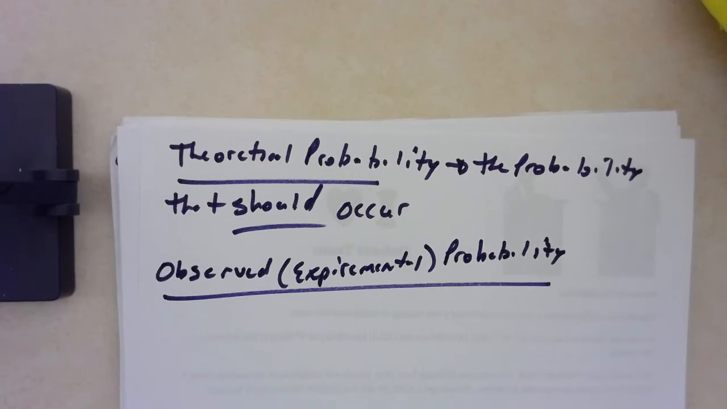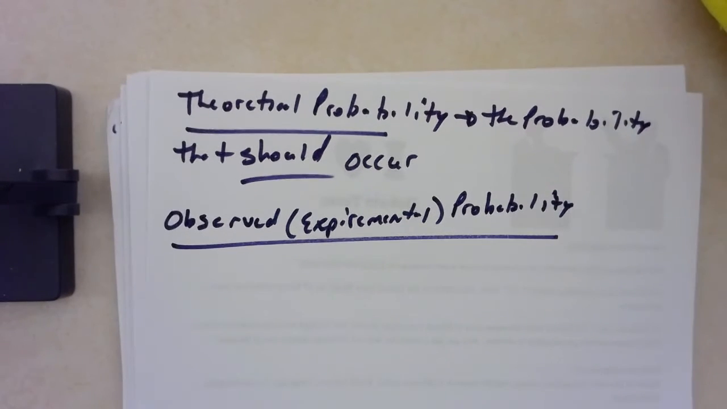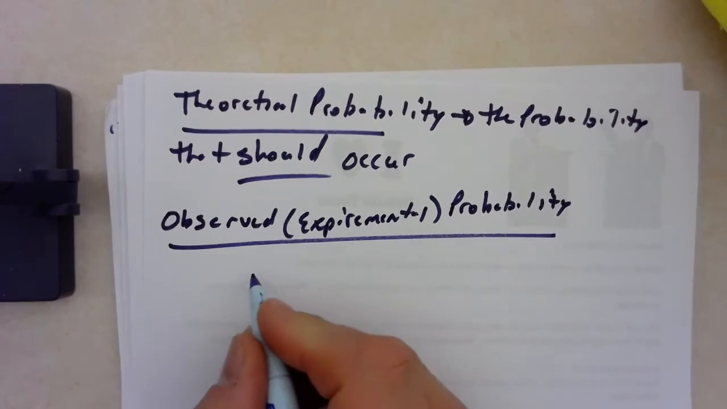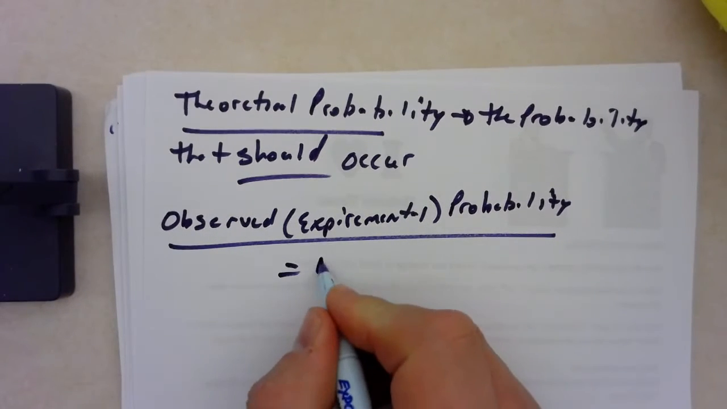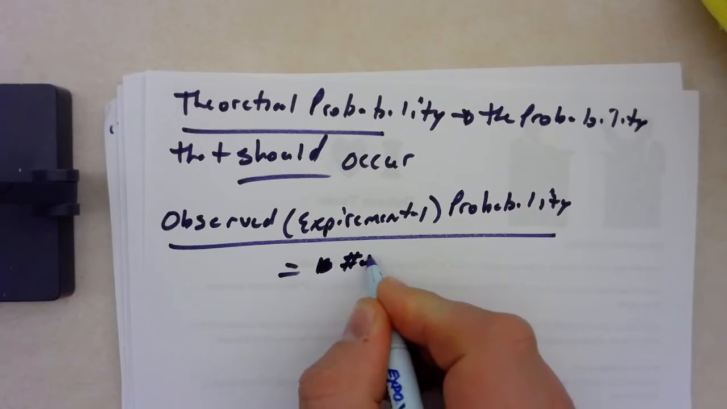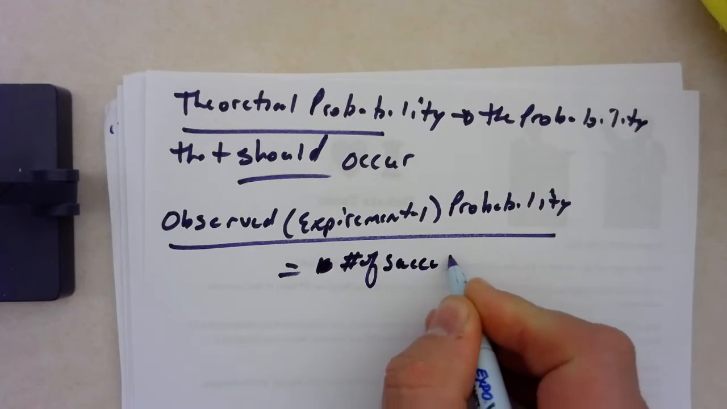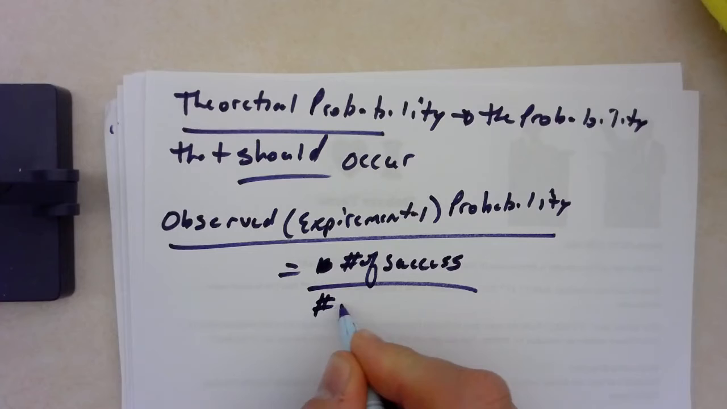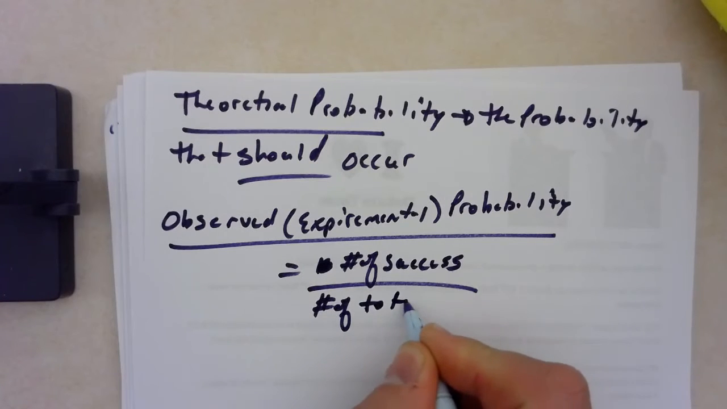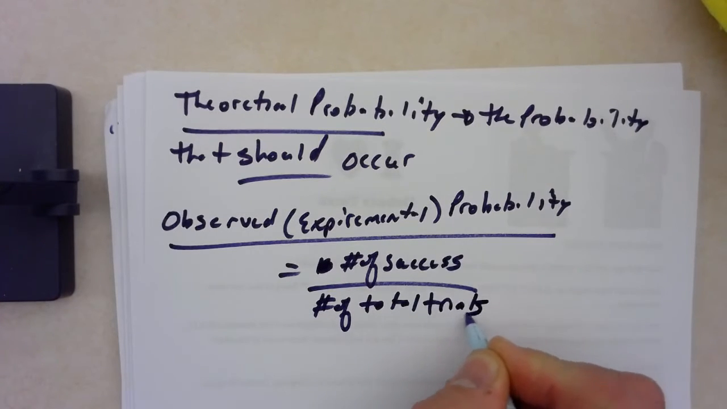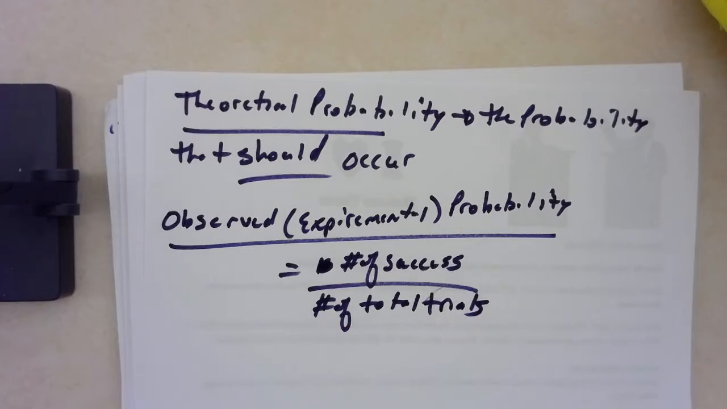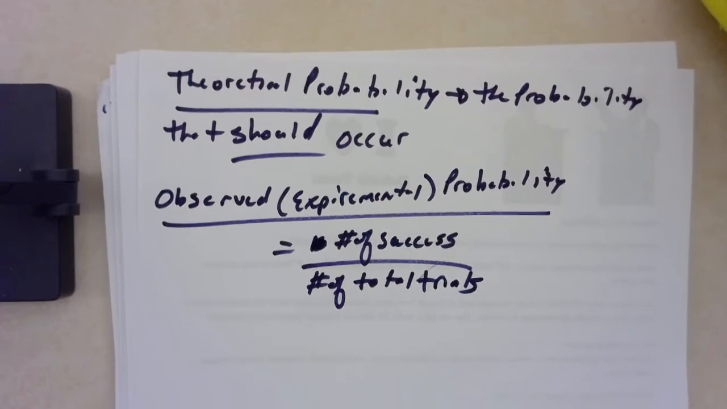Done. Observed or experimental probability is the number of successes divided by the number of total trials. But that's what you actually see happen, and that can vary wildly from what's expected, the theoretical probability.